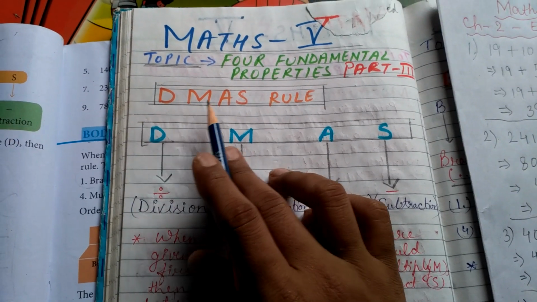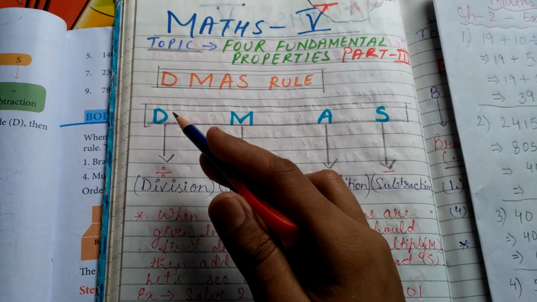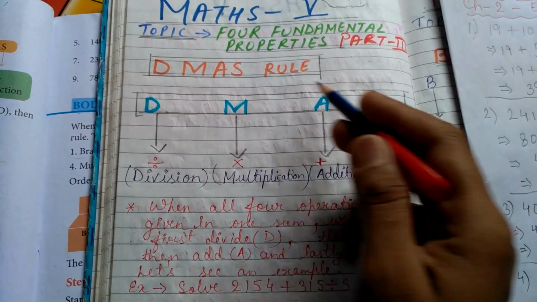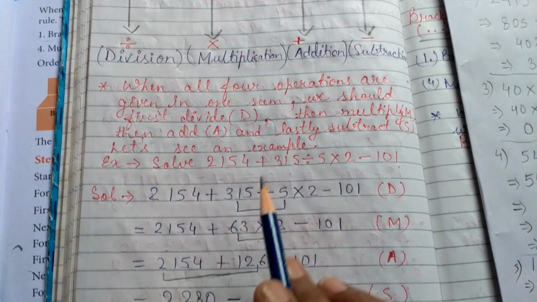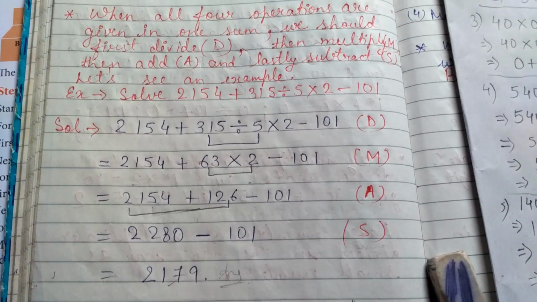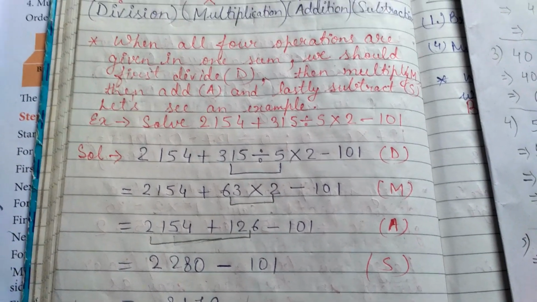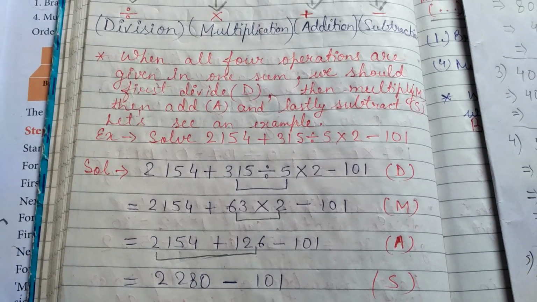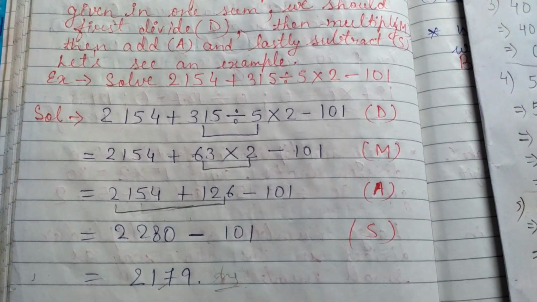Then you will write exercise 2C. But before that you will write the DMAS rule, then you will indicate it in this flow chart manner, and then you will write this statement also, and you will solve this example also in your notebook, so that you could have better understanding whenever you forget things, so in your notebook only you can revise it.